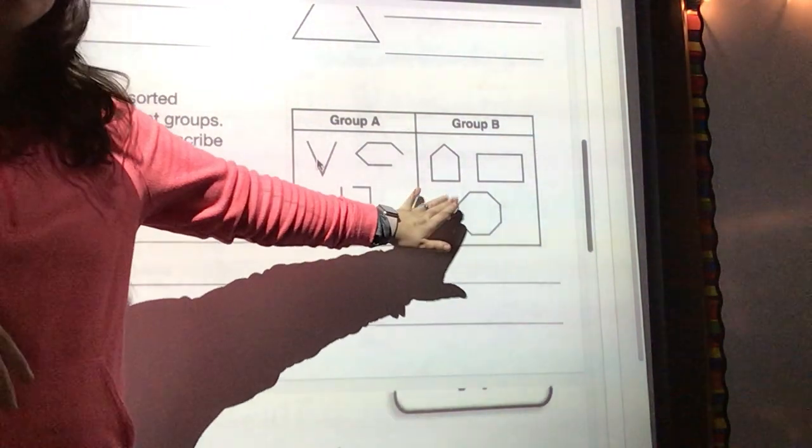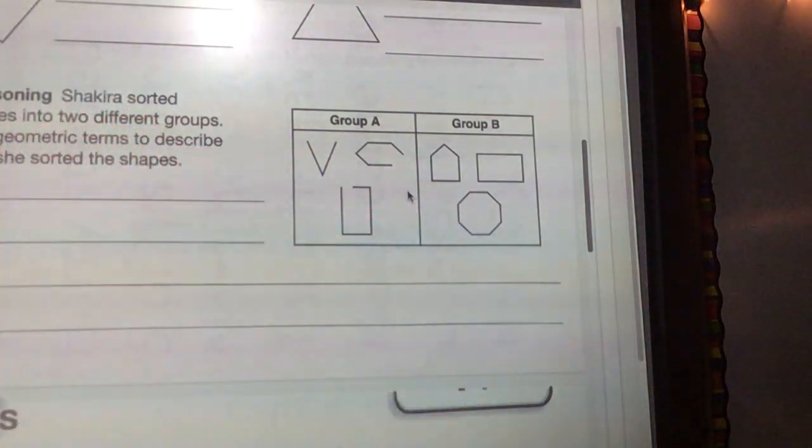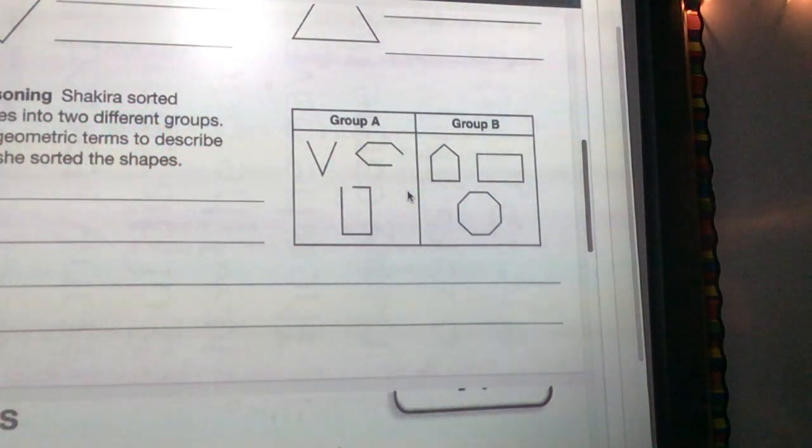What about Group B? What are they? Mimi? Group B are polygons. They are polygons. You okay? Okay.